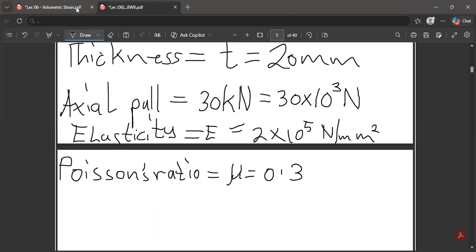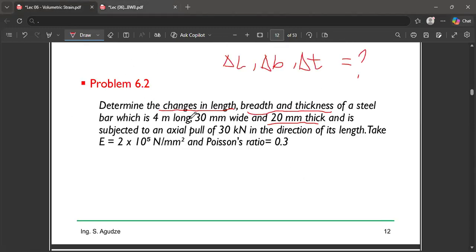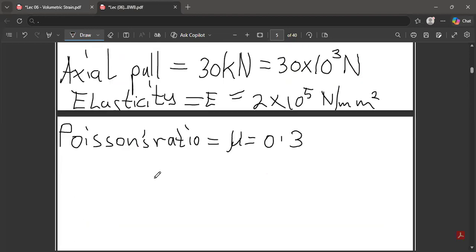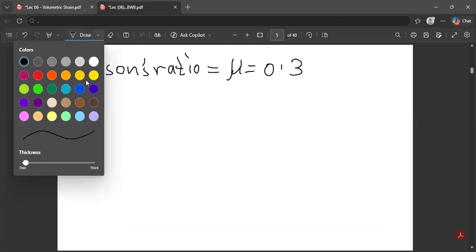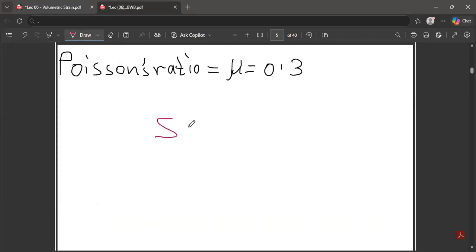If you like, you can draw a diagram in addition to attract more marks. The question says to determine the change in length, breadth, and thickness of a steel bar which is 4 meters long, 20 mm thick, subjected to an axial pull. You can just sketch something to also attract more marks. Because of time, we just have to proceed. So this is our solution.